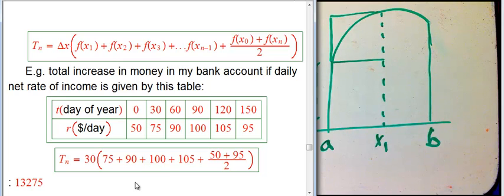And I get 13,275. What are the units? Well, it was days, 30 days, times dollars per day, so it ends up being dollars. So that's how much money total has been coming in. Okay, so it's really pretty straightforward, tabular to trapezoid, especially if you have this equal interval thing.